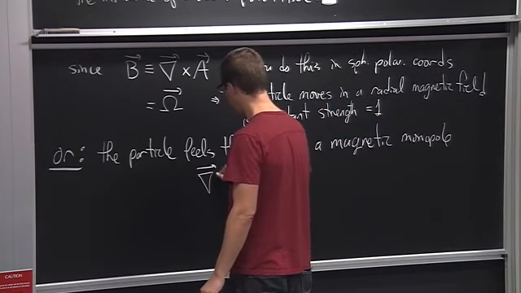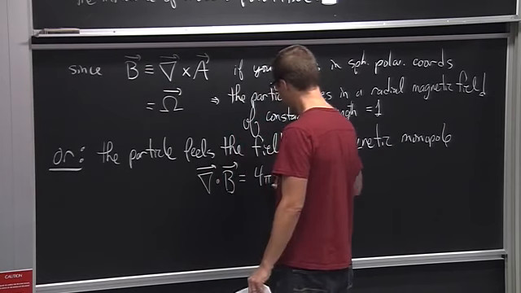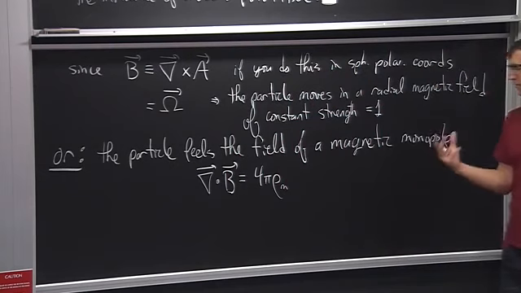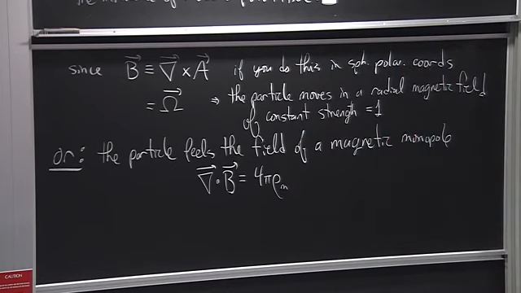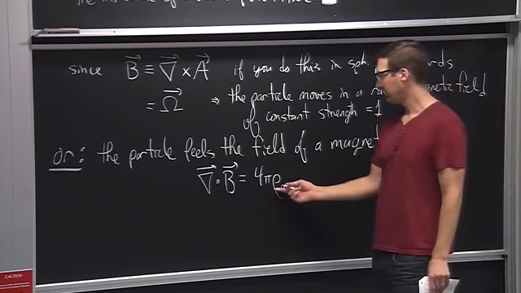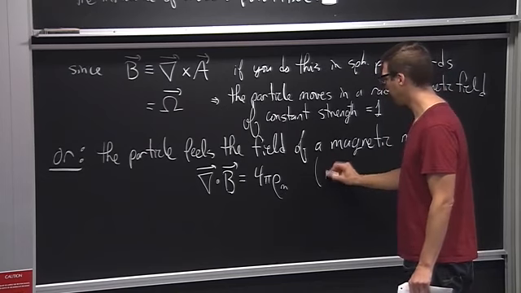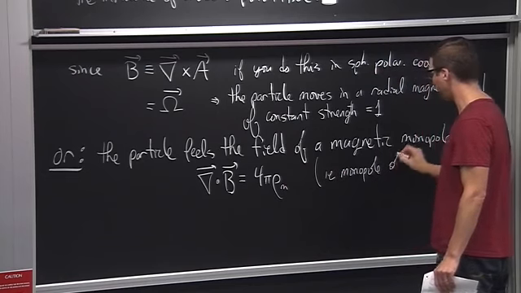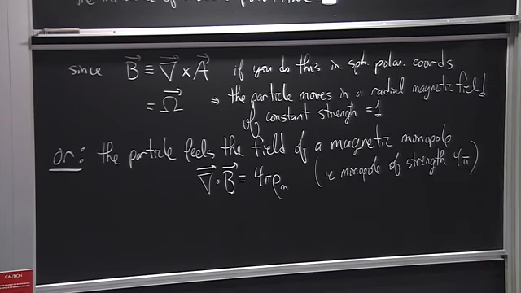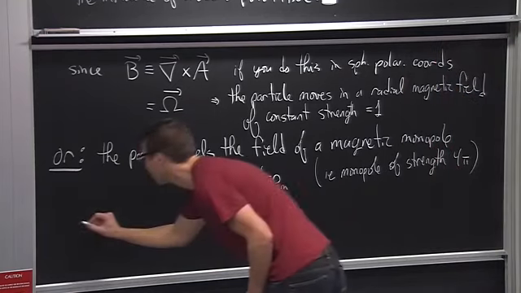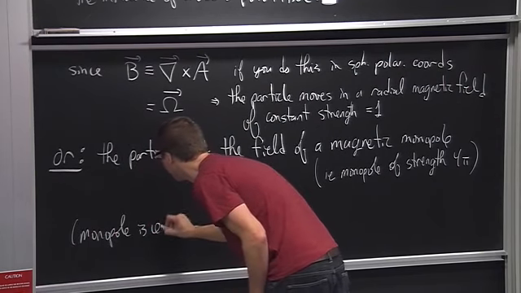And I think you can see that if you wrote the divergence of B, using Maxwell's equation, as 4 pi times the charge of that monopole, right? So the monopole would have strength 4 pi with charge 1. Okay, so just another equivalent way of looking at that action. So the particle moves in a radial magnetic monopole of constant strength. It's also centered at the origin of the sphere, which is important.